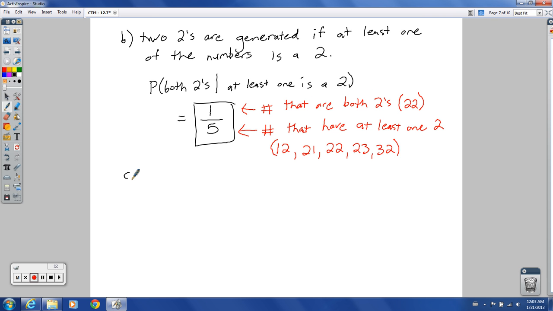And then part C, let's do something with one more twist to it, still related, still connected to what we were doing back here. But let's say 2 2s are generated. So the same start as before in part B. 2 2s are generated if the first number is a 2.